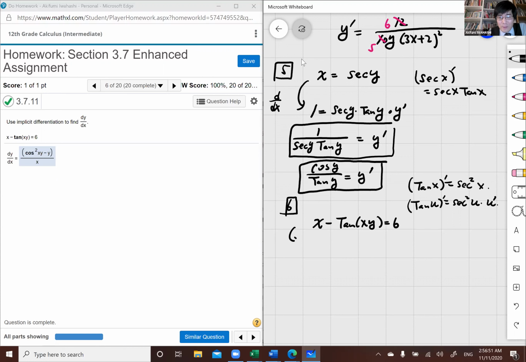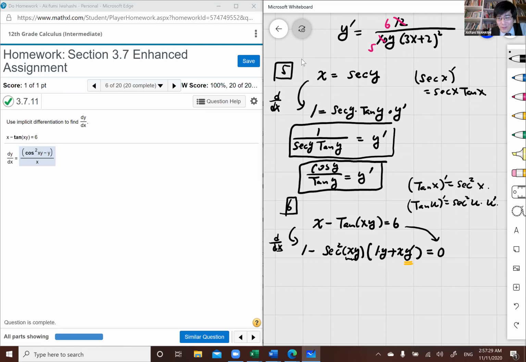Now differentiate both sides with respect to x. You're gonna get 1 minus the derivative of tan, which is secant square of xy. But don't forget, you have to multiply by the derivative of the inside, which is the product of x and y. So it's gonna be the product rule as usual. And don't forget to change 6 into 0 because you differentiate it. So it looks complicated, but it's just a linear expression. So you solve for y dash.